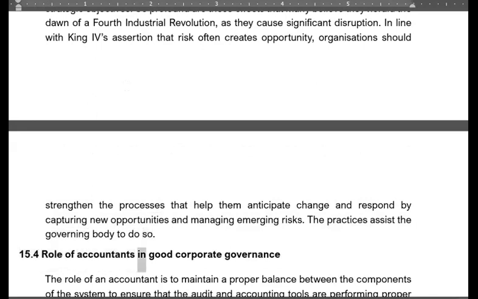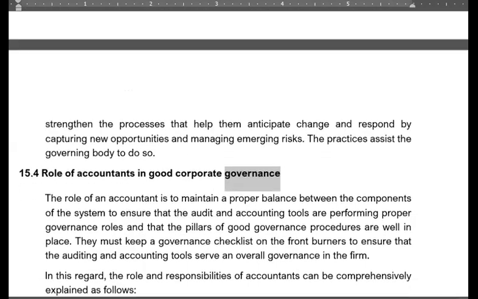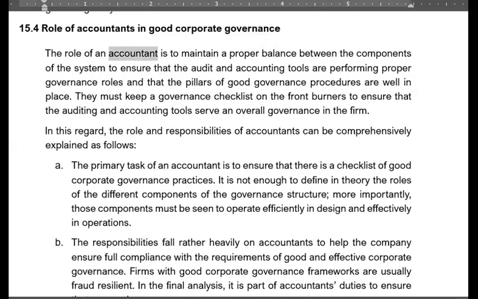15.4 Role of Accountants in Good Corporate Governance. The role of an accountant is to maintain a proper balance between the components of the system to ensure that the audit and accounting tools are performing proper governance roles and that the pillars of good governance procedures are well in place. They must keep a governance checklist on the front burners to ensure that the auditing and accounting tools serve an overall governance in the firm. In this regard, the role and responsibilities of accountants can be comprehensively explained as follows.